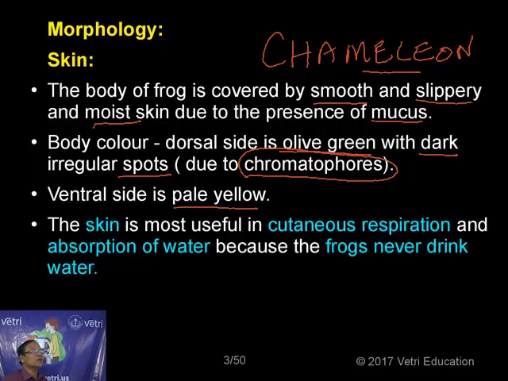Now, the skin is a main organ of respiration. It is not only assisting respiration, but is also used to absorb water from the atmosphere, because the animal never drinks water. So, in order to get water, it absorbs water from the external medium. The skin is hygroscopic in nature. The most useful function of this skin is respiration, and respiration through skin is called cutaneous respiration. And also absorption of water from the atmosphere.